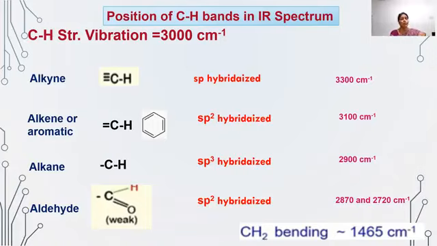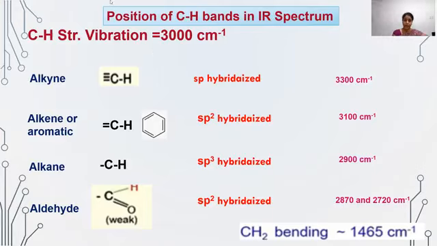When we calculate the position of CH band or the value of vibrational frequency for CH band by Hooke's equation or Hooke's law, the value of CH stretching vibration is 3000 centimeter inverse, which is known as the base value. But this carbon-hydrogen stretching may be observed in different types of organic compounds.